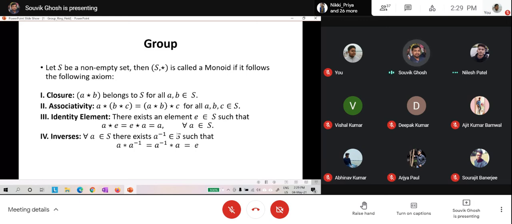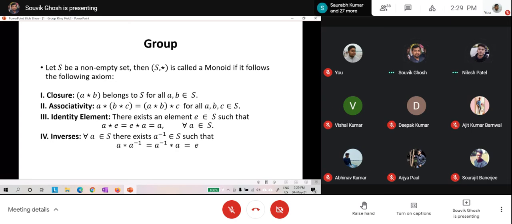So what is this identity element? This identity element is the identity element of this monoid. So if we get back the identity element of the monoid, then we say this element is the inverse of the element A. So if we are able to find this inverse for each element of the given set S, then the monoid will be a group. Is the definition of group clear?